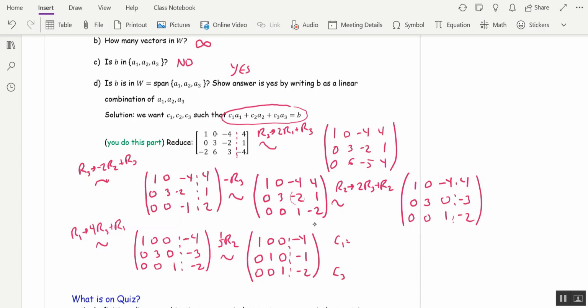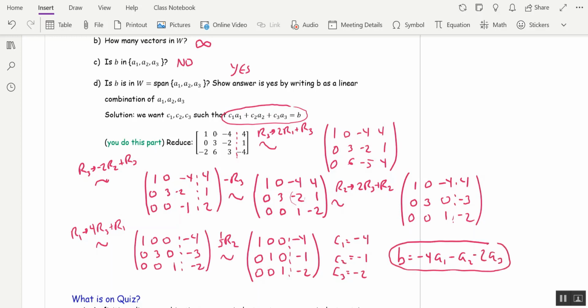C1, well, I like to start at the bottom. C3 is -2, C2 is -1, and C1 is -4. But our job was to write B as a linear combination of A1, A2, A3, so we need to answer in the right way. B equals -4 A1 minus A2 minus 2A3.